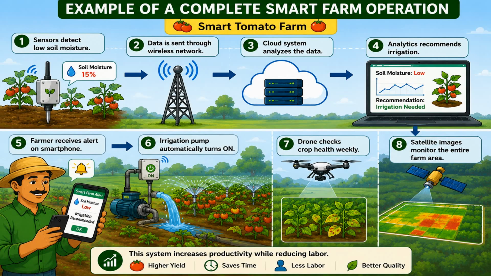So all these technologies work together to make the farming smarter and more efficient, and the main benefits are higher crop yield, better crop quality, less labor, time savings and improved farm management. So overall, the smart farm system increases the productivity while reducing the human effort and the resource wastage.